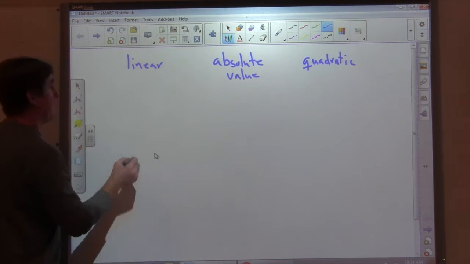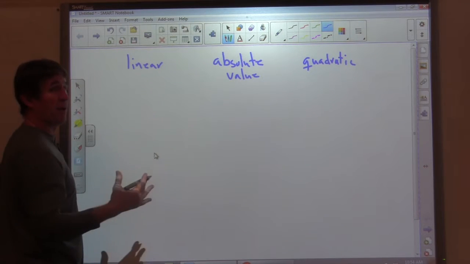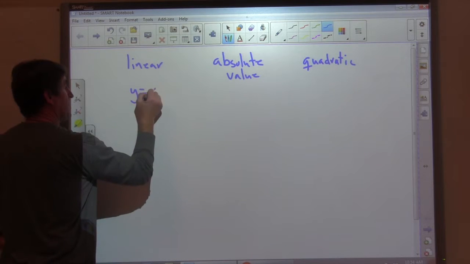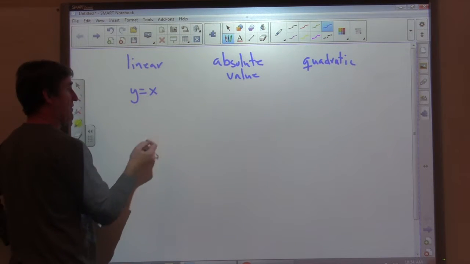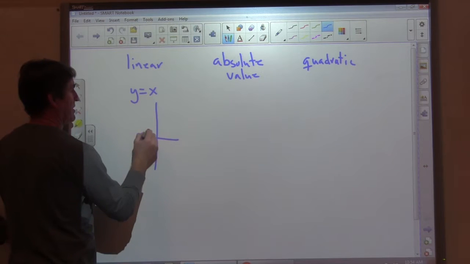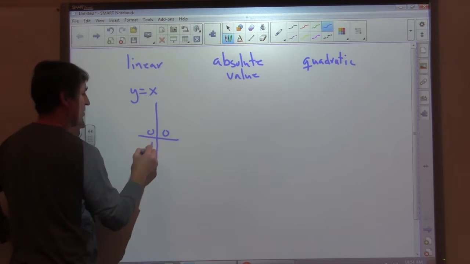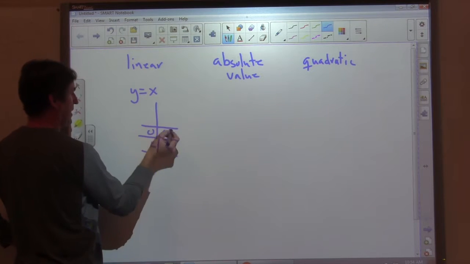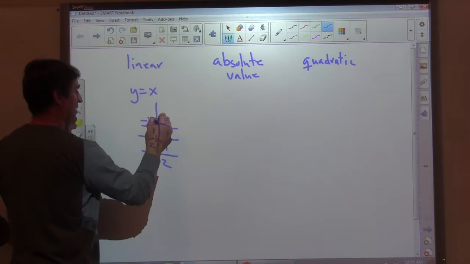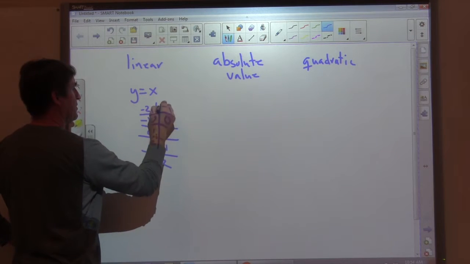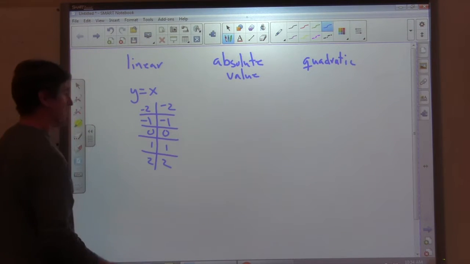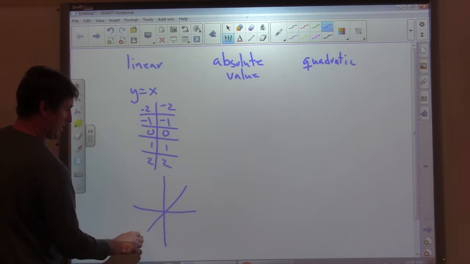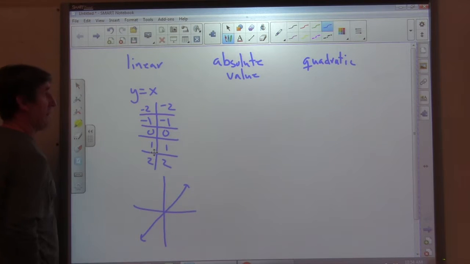All right, so linear functions, remember, if we talk about the parent function, it's the simplest function we can have. And so that would be y equals x. Now, you can graph this. If we were to make a chart, when I plug in 0, I get out 0. When I plug in 1, I get out 1. When I plug in 2, I get out 2. When I plug in -1, I get out -1. When I plug in -2, I get out -2. And so that gives us a graph that runs something like this. And that would be our parent function.